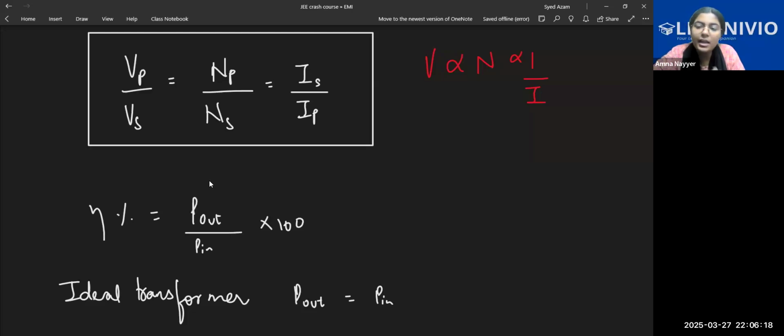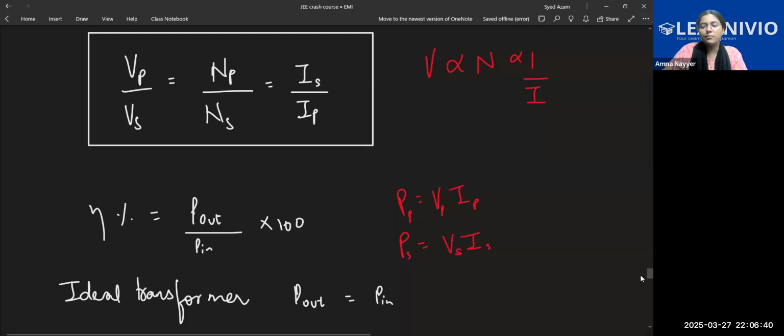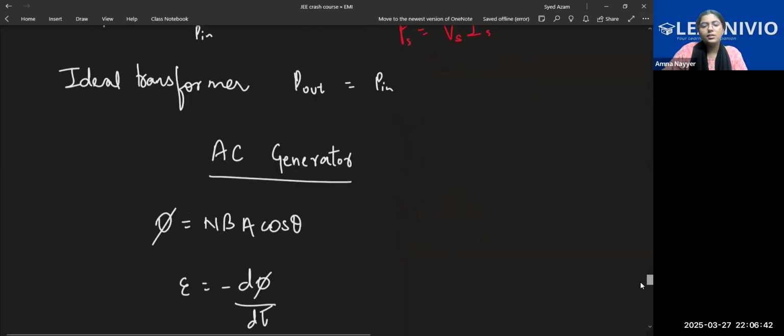So if you want to calculate how efficient your machine or your transformer is, you use this formula: output power by input power into 100. For power, you use VI, so for primary this will be the formula, and for secondary this will be the formula. Using that, you can calculate output by input. So for ideal, output is equal to input.